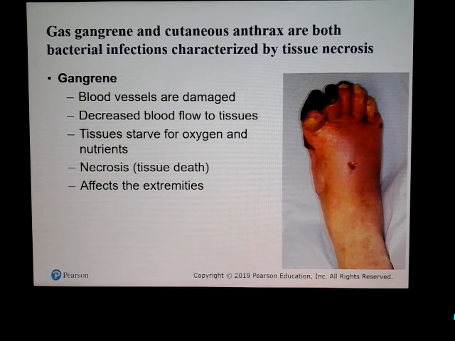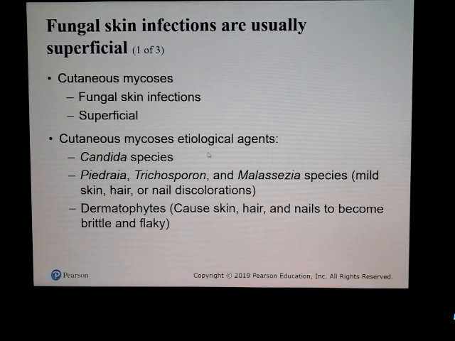So gangrene is a disease where blood vessels are damaged and you decrease the blood flow. Look at how the toes are starting to turn black. Very inflamed here. You can see over here you've got spots there, redness, etc. Necrosis is occurring. That's tissue death that you'll see.